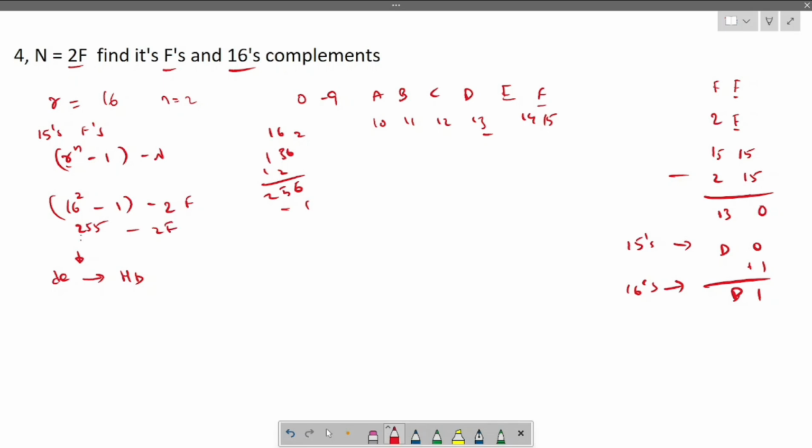When we convert 255 to hexadecimal, we get FF. FF minus 2F results in the same D0, which is the 15's complement. Now the 16's complement is the 15's complement plus 1, which is D1. I think you got the idea of how the complements work. The only complex thing is the hexadecimal complements. I hope you got the idea on this.